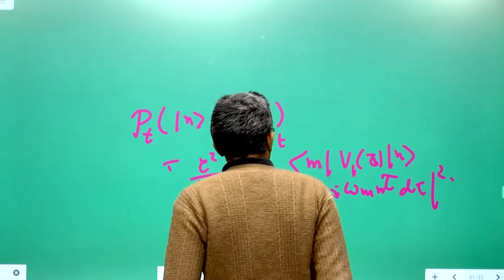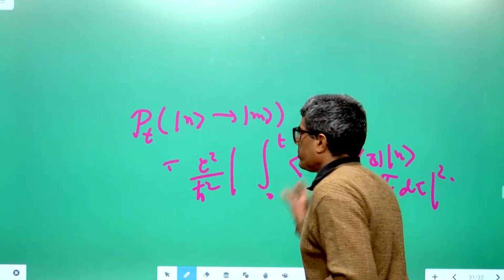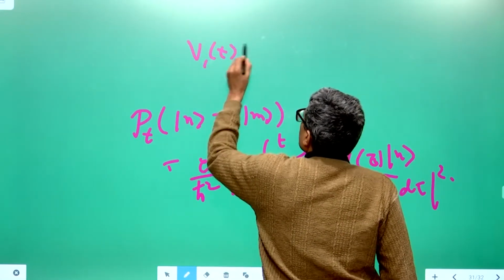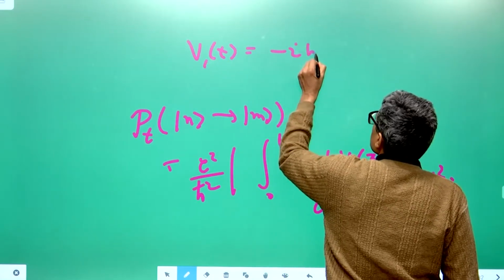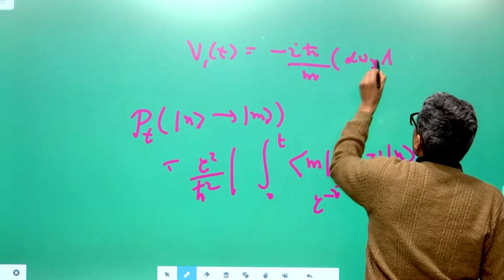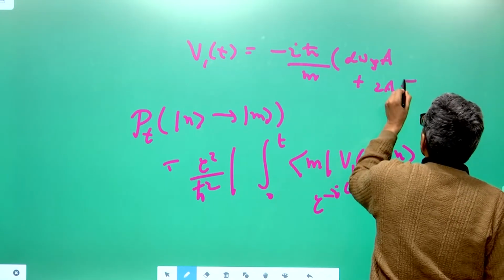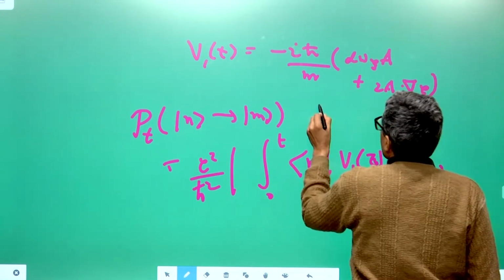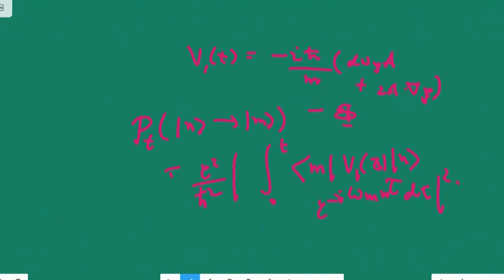The whole point is that your v1 t is given by the following expression. It is minus I h cross by m into div xi a plus 2a dot del xi minus phi, and these a and phi depend on the waveguide fields or the resonator cavity fields, which in turn depend on the dimensions of the waveguide. So, by measuring these transition probabilities, you get information about the dimensions of the waveguide or the resonator, and you can estimate these parameters very easily.